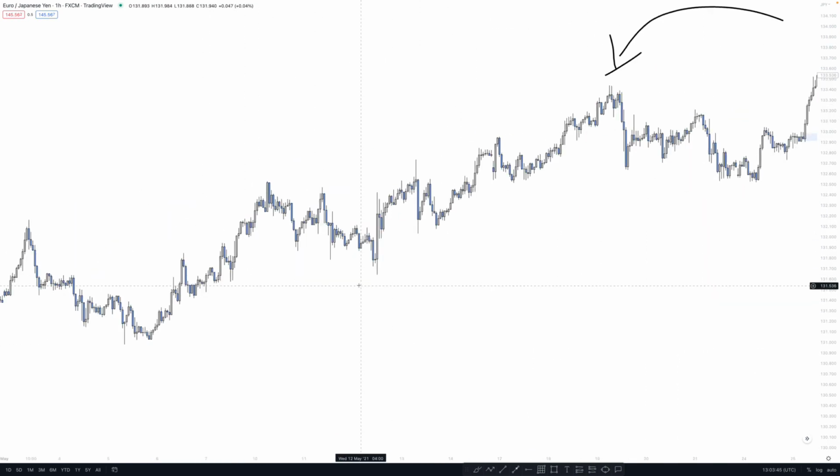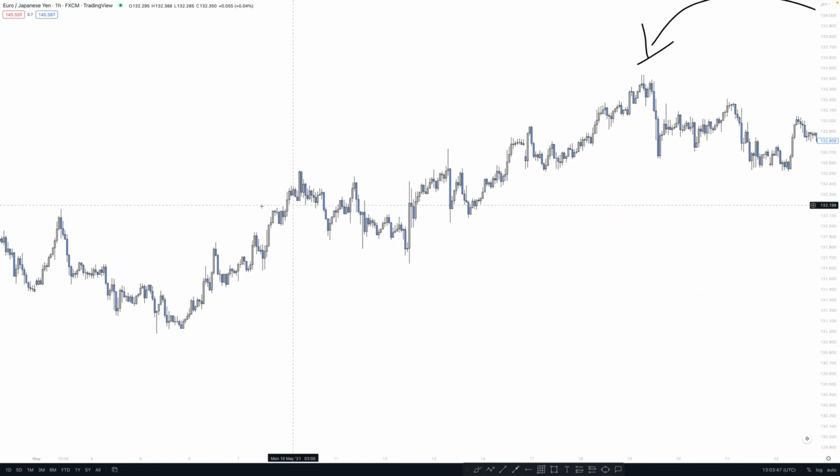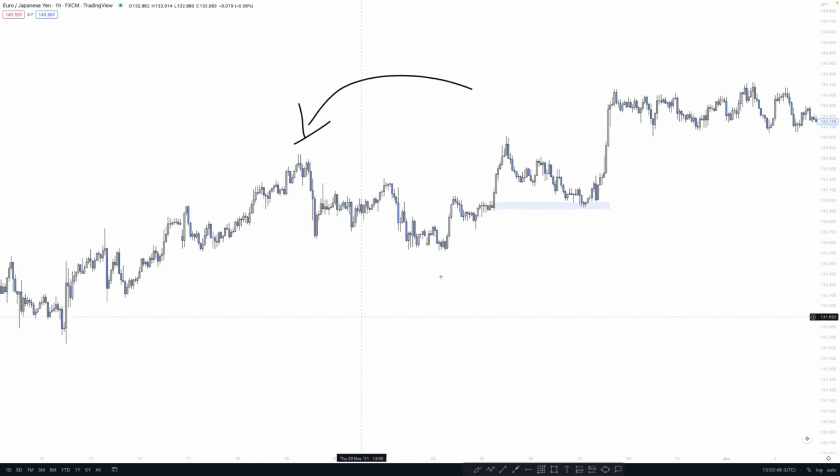So you do not need to rush when you see something like this. When there are no trades, do not rush. Wait for a high probability entry.